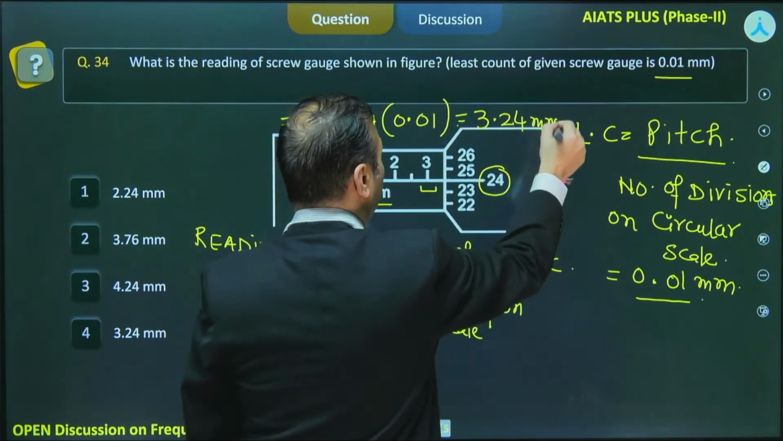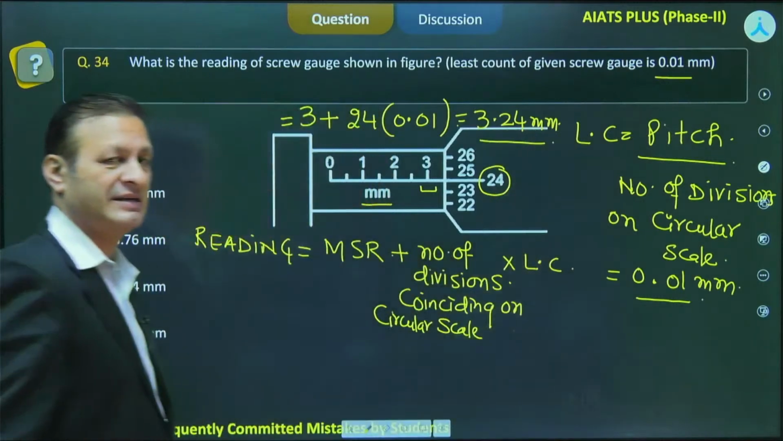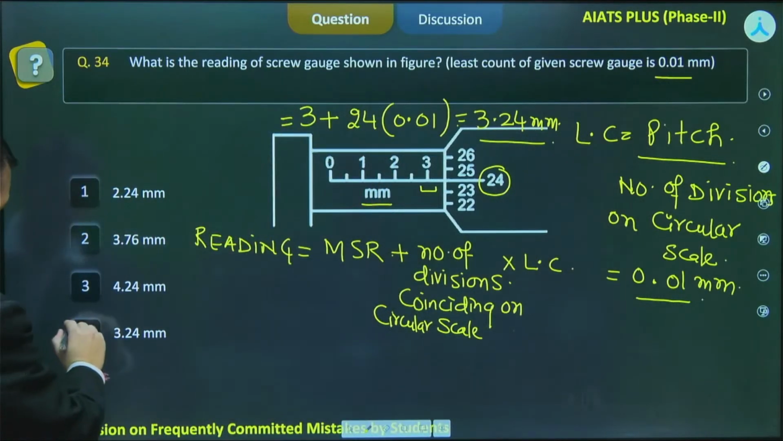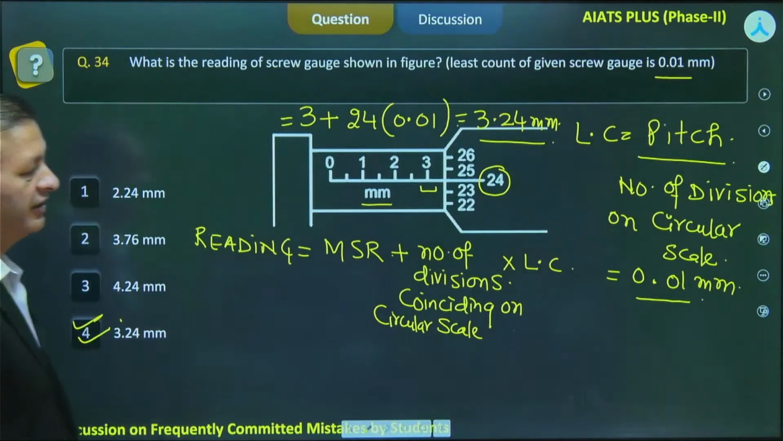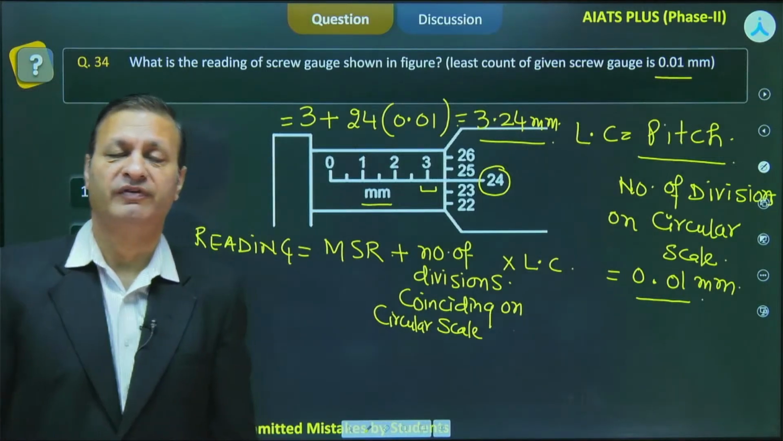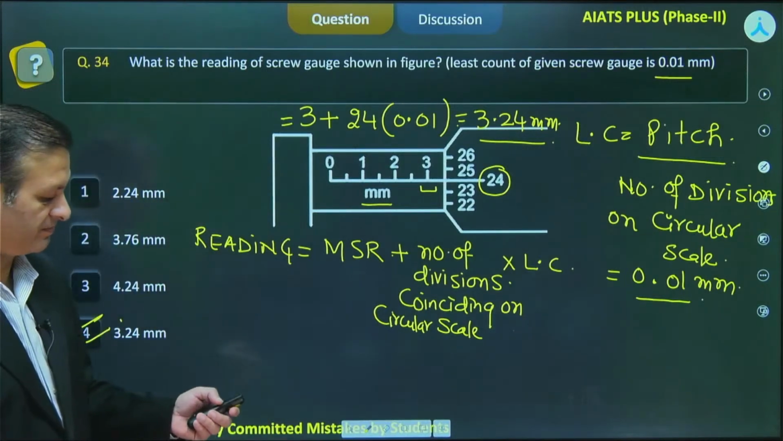3.24 millimeter as the answer for this reading. So the fourth option is there, so that is how you will find out the reading of this. Shall we?